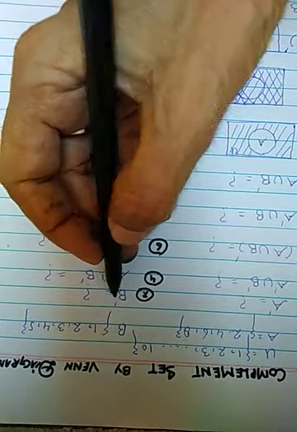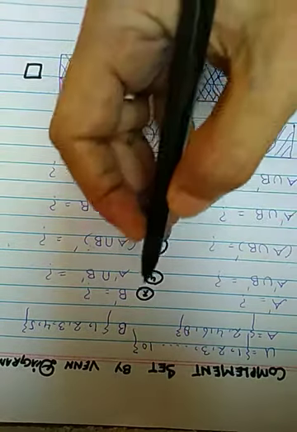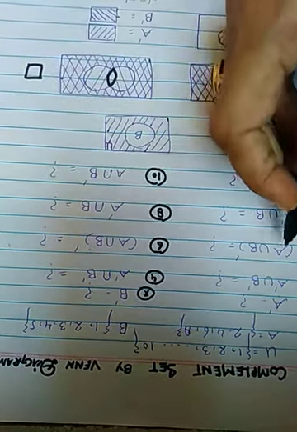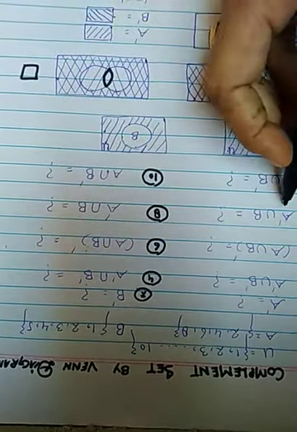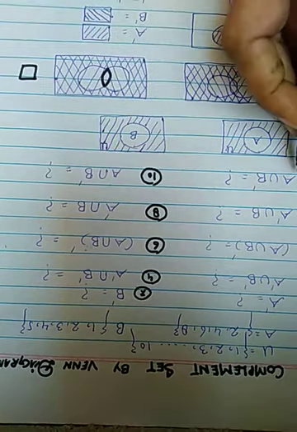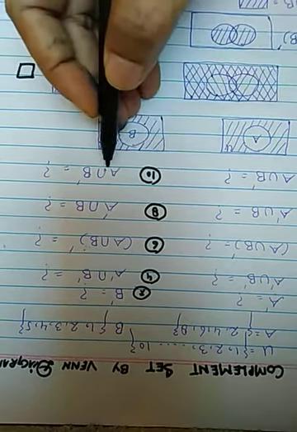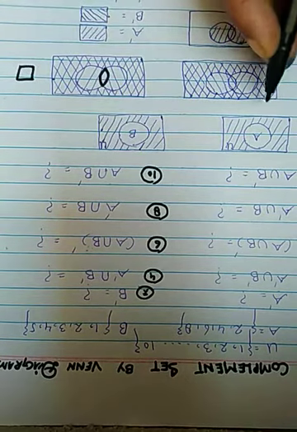What will be B complement? A complement union B complement, A complement intersection B complement, A union B whole complement, A intersection B whole complement, A complement union B, A complement intersection B, A union B complement, and A intersection B complement. We show the Venn diagram of all these sets.